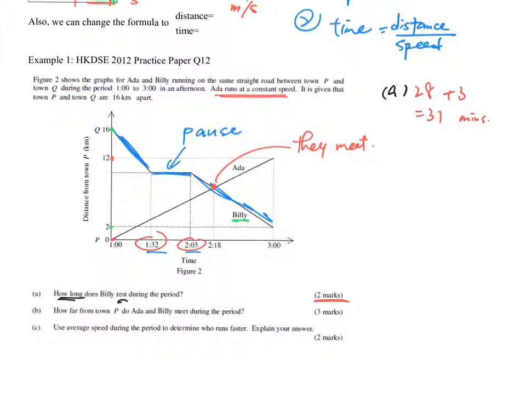Coming up next, you talk about how far from point P. Be careful, it's from point P, where Ada and Billy met during the period. You have two choices. One is reading Ada's line, or you can read Billy's line. I'm thinking Ada's line will be better because she is running at a constant speed, as well as this is the time where they meet at 2:18.